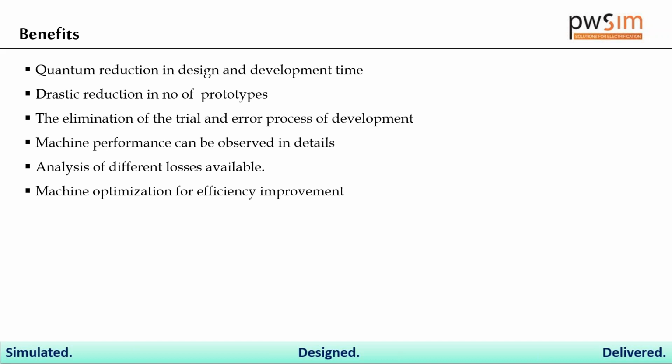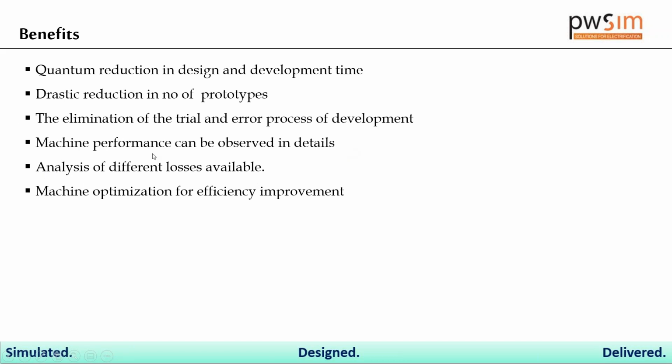The second is reducing the number of prototypes. Like I told you, if you are not using a simulation, if you are creating an analytic model and directly going for fabrication, chances are that your model might fail to work. I have seen that practically, but when you use a simulation tool, the chances of failure are less. So you can easily understand where your motor is lagging, you can rework on that model, you can optimize that model, and you can come up with a good model. And the third one is the elimination of the trial and error process of development. The machine performance can be observed in detail, and analysis of different losses is available.